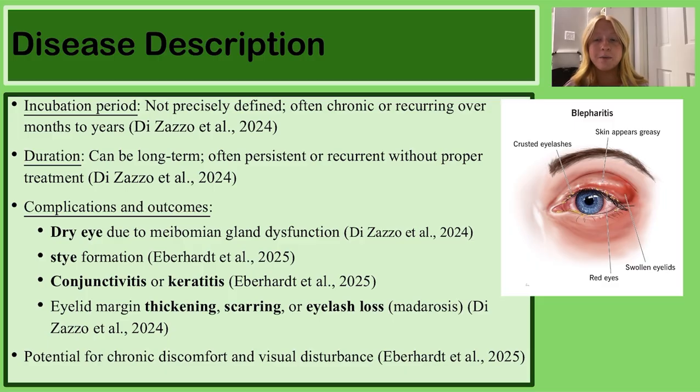So dysfunction of the meibomian glands can lead to dry eye syndrome and persistent inflammation, and this can result in styes or blocked oil glands. And more severe or chronic cases may cause thickening or scarring of the eyelid margins and even loss of eyelashes. And patients may also develop secondary conjunctivitis or keratitis, which can further compromise vision.